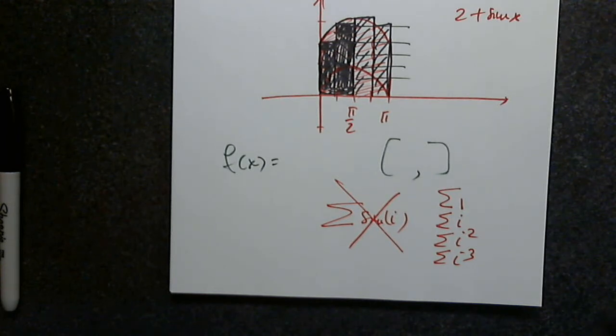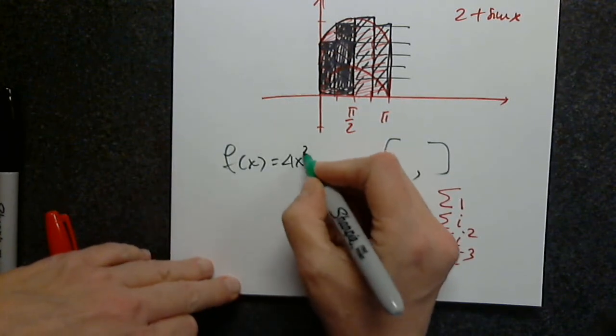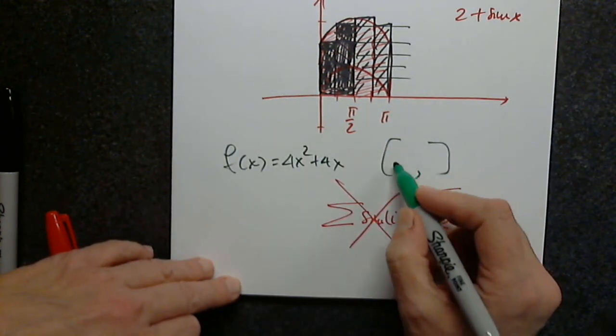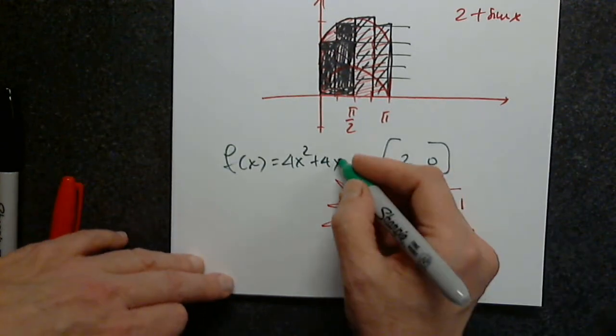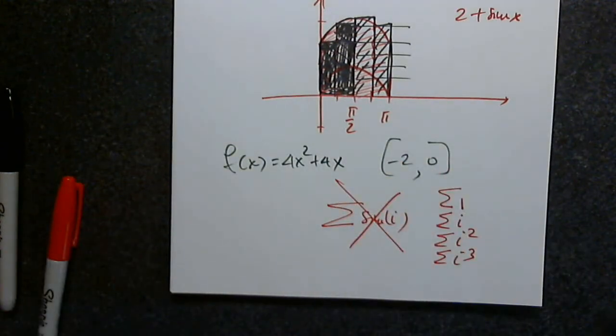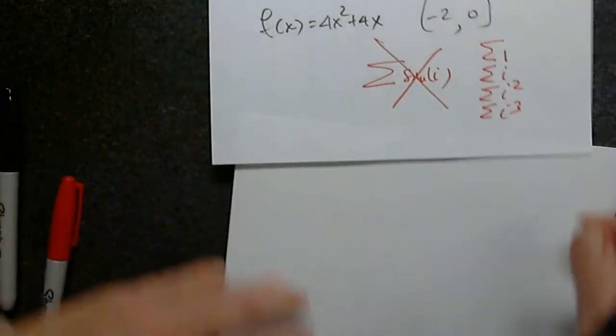Yes, I'm ready. 4x squared plus 4x, from negative 2 to 0. Very good. Excellent. Okay, so let's determine the limit of the Riemann sum for this.